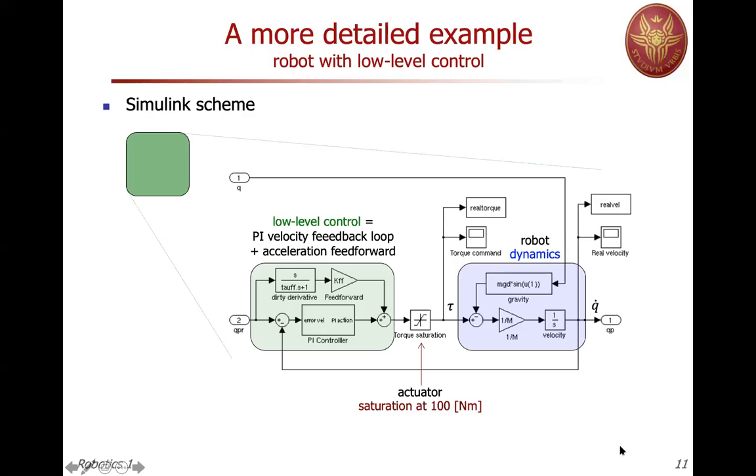The torque is being produced by our low-level control loop. We model the actuators simply as a saturation, so that we cannot generate more than 100 Newton meters. So this is a saturation placed there. The low-level control loop is of approximate acceleration feed forward plus P. I'm not commenting on this. I'm just noticing that it takes the reference velocity as input and generates the torque. And this is what we cannot open from our control architecture.